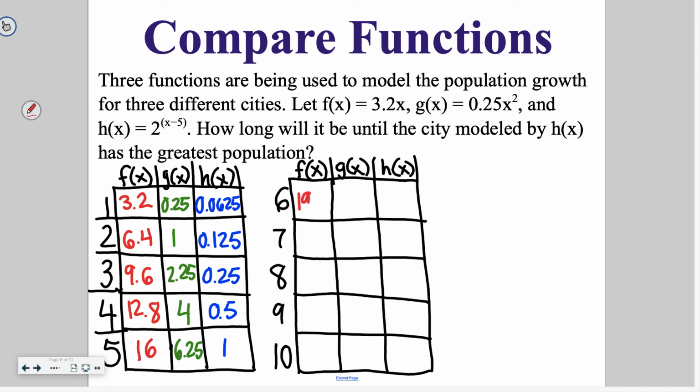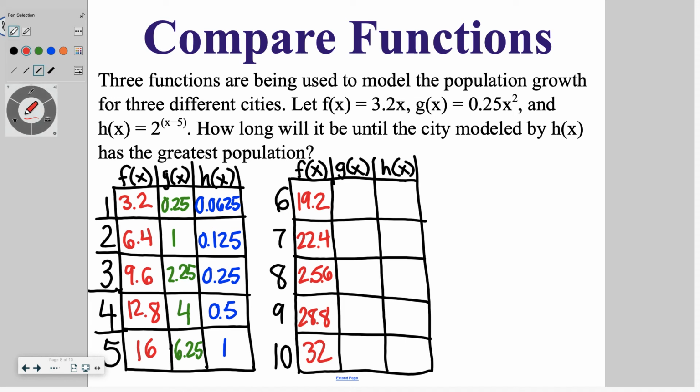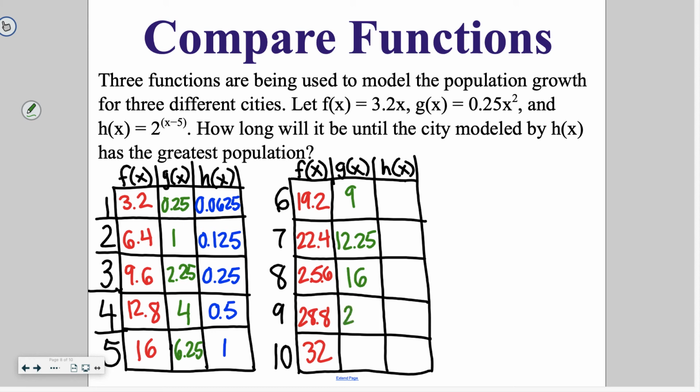For 6, I get 19.2, 7, 22.4, 8, 25.6. 9 is 28.8. And 10 is 32. Then I'm going to plug into g of x, so into that second function. And I get an answer of 9, and then for 7 is 12.25, 8 is 16, 9 is 20.25, and 10 is 30.25.